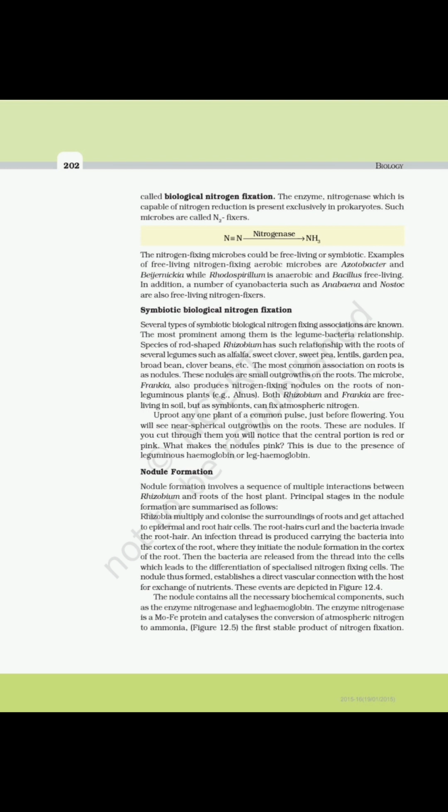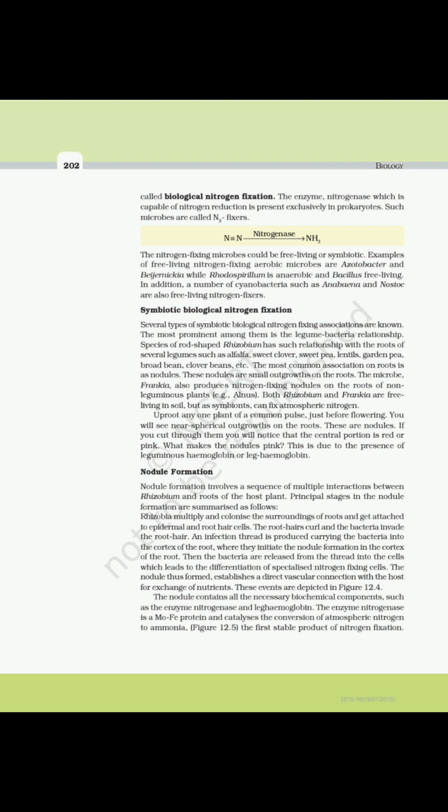Then the bacteria are released from the thread into the cells, which leads to the differentiation of specialized nitrogen-fixing cells. The nodule thus formed establishes a direct vascular connection with the host for exchange of nutrients. These events are depicted in Figure 12.4. The nodule contains all the necessary biochemical components such as the enzyme nitrogenase and leghaemoglobin. The enzyme nitrogenase is a Mo-Fe protein and catalyzes the conversion of atmospheric nitrogen to ammonia.